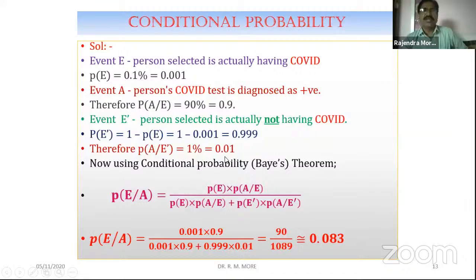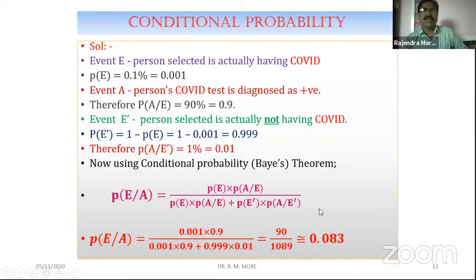Now all these figures we have calculated already. So if you substitute all these values, P(A given E) is 0.9 and so on, then the calculation gives 0.083.